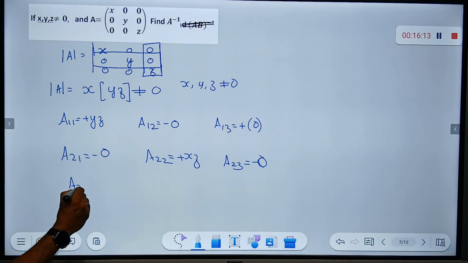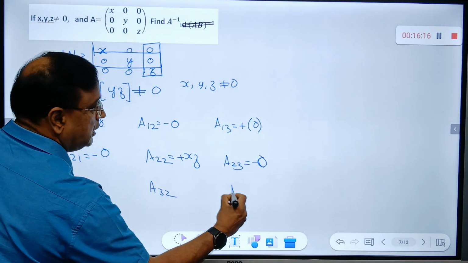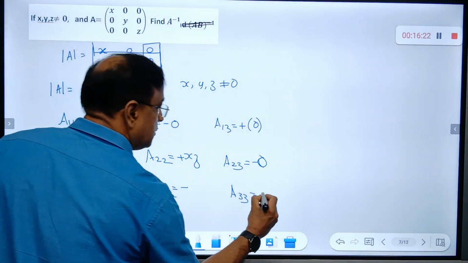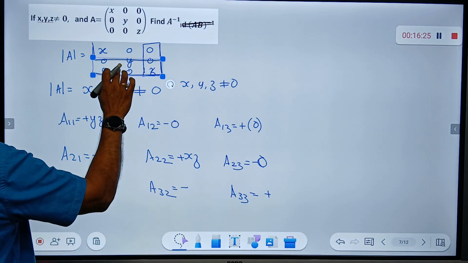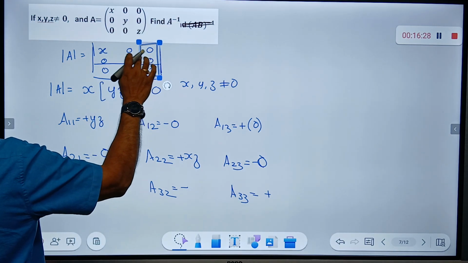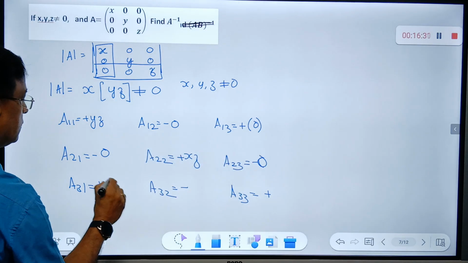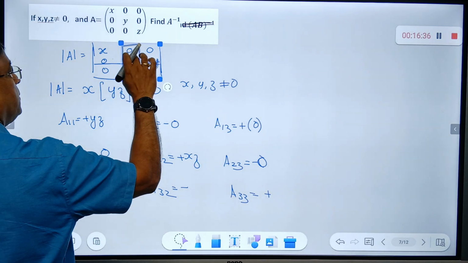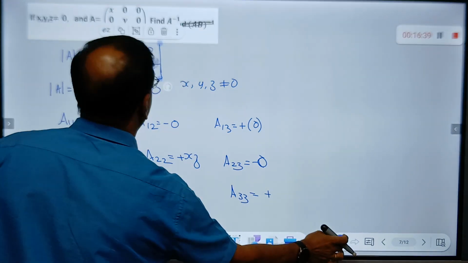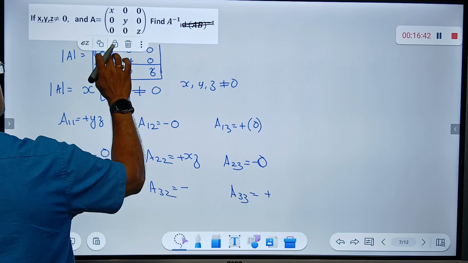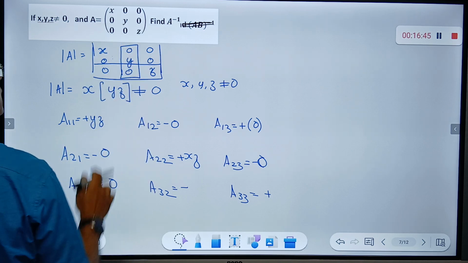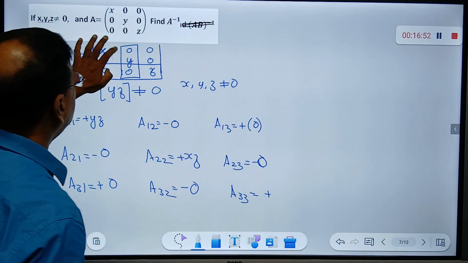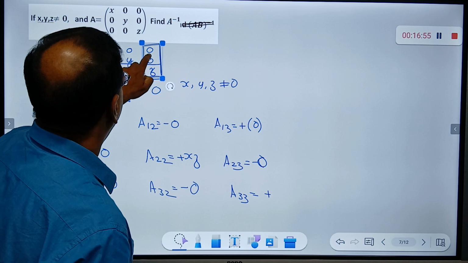Now you go for A31, A32, A33. When you go to A31, plus, minus, plus. Bring this down, and what do you get here? 0. This also will be 0. You can see the pattern. So what do you get here? 0. Now move this to the last place. What do you get? You get xy.